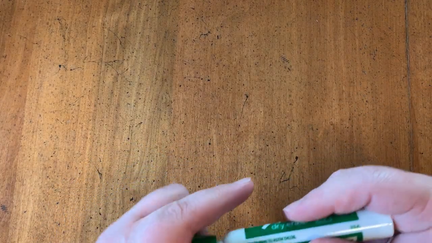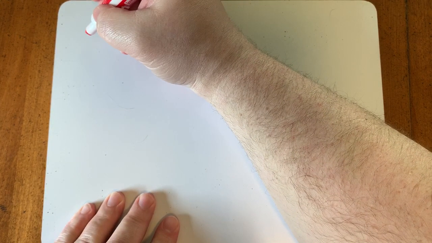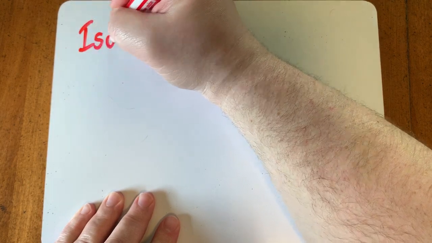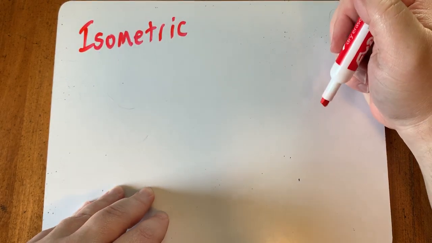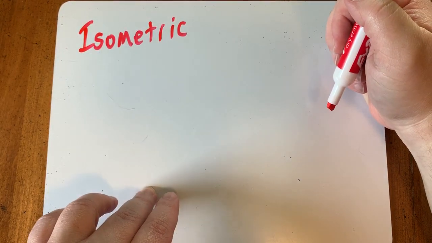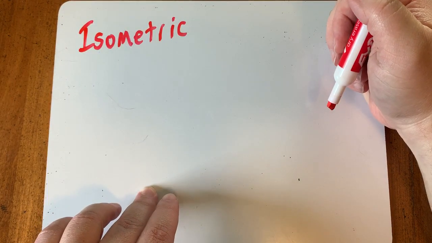So in general, there's two types of transformations. There's isometric and non-isometric. I'm going to give you the definition of an isometric transformation, and I hope you can extrapolate the definition of a non-isometric transformation from that. So an isometric transformation is any transformation that does not change the shape or the size of the image.